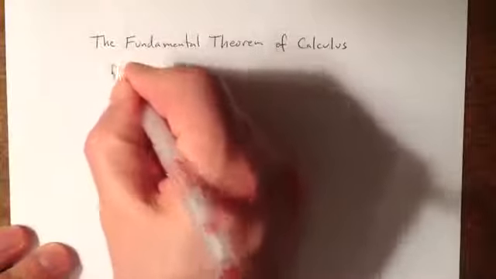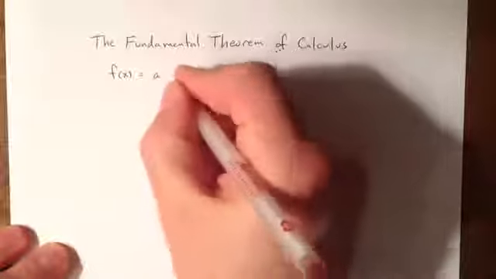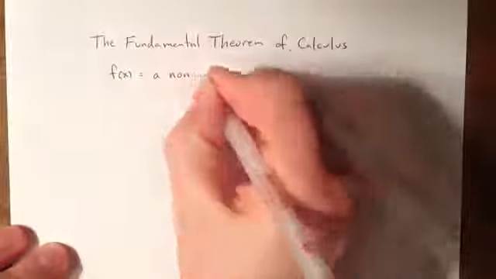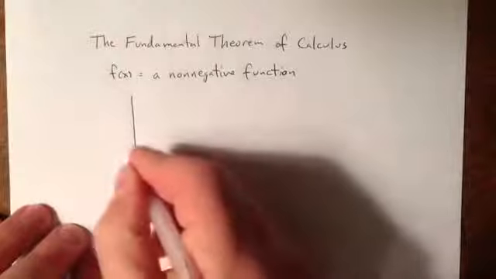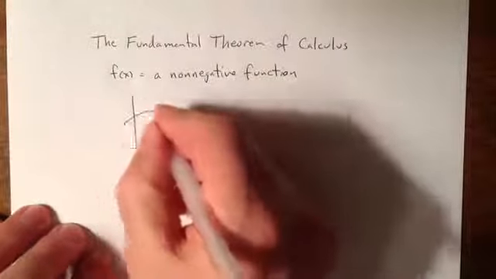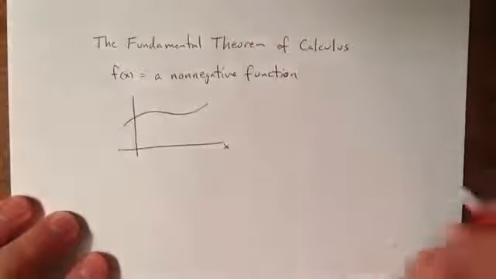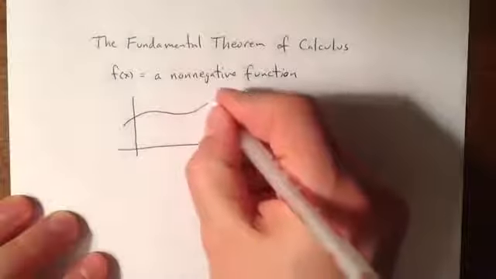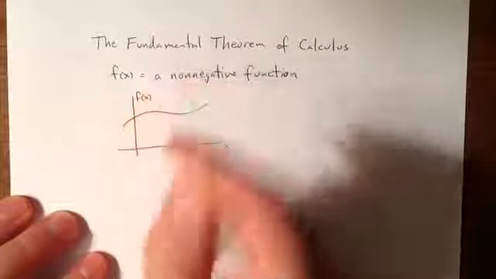Suppose we're given a function f of x, and it's a non-negative function, which of course means that it will be above the x-axis, and suppose we're interested in x values that are positive, although this would work with negative x values as well. So the graph would look maybe a little something like this.